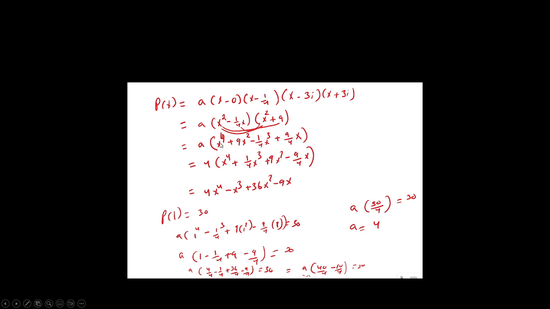Now you do FOIL to get this: x to the fourth minus 1/4 x cubed plus 9x squared minus 9/4 x. I could multiply the whole thing by 4 to get a general formula, 4x to the fourth minus x cubed plus 36x squared minus 9x. That's the p of x. Now I want to check if p of 1 equals 30. So plug in 1 and check if it's equal to 30, and you solve for a, you get 4. Give it a try and solve it. That's question 3.4.